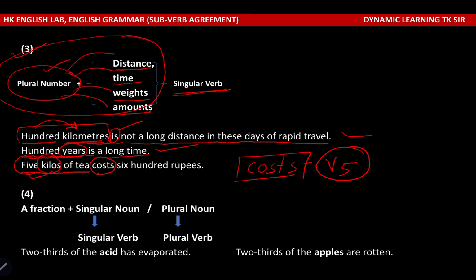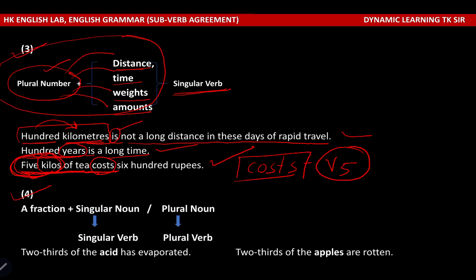So that's why in 5 kilos of tea, this is your subject. Okay, and 5 kilos, this is the real subject. It may look like a plural subject, but actually it is in a singular form. So that's why it receives the singular verb, that is costs. Got it, everyone? Okay.